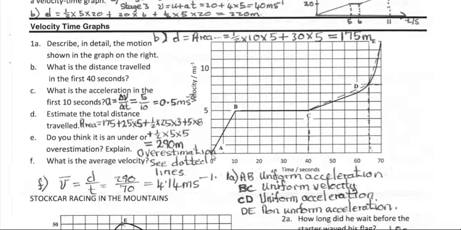So A to B, we have uniform acceleration. We can see that by the constant gradient in the graph. Remember, this is a velocity time graph that we're showing, so this must be showing the acceleration as the gradient. From B to C, we have uniform velocity. The velocity is not changing, it's remaining at 5 meters per second.